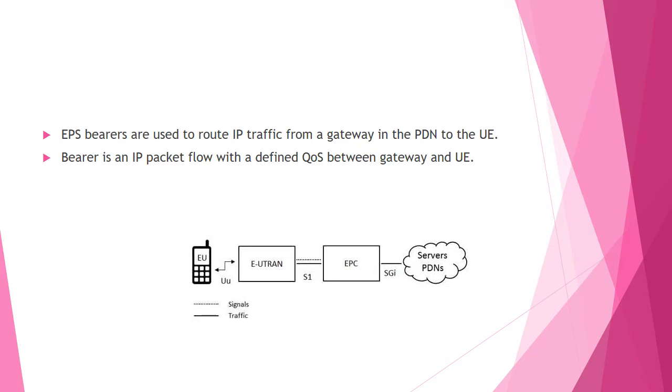This diagram depicts LTE, that is, the connectivity between the user equipment and the packet data network server. In between are the E-UTRAN and the EPC, that is, the Evolved UTRAN in the fourth generation and the Evolved Packet Core that is evolved from 3G to 4G.